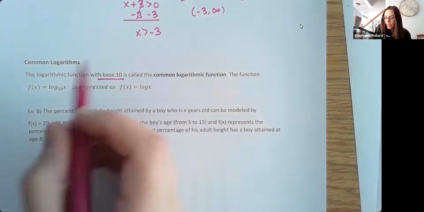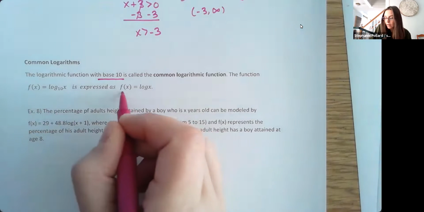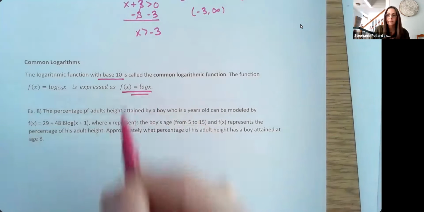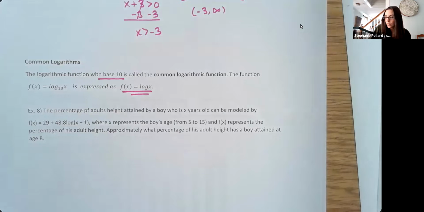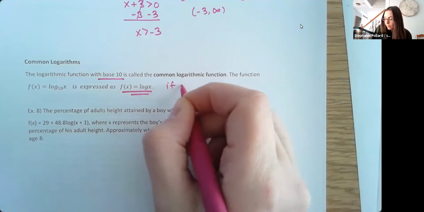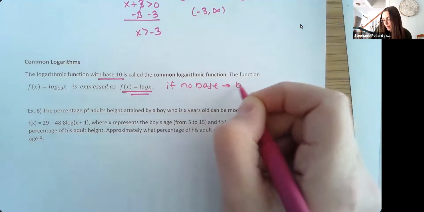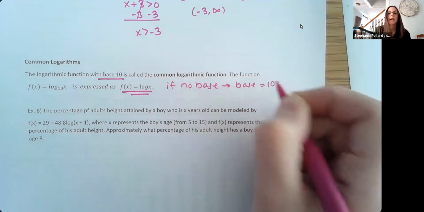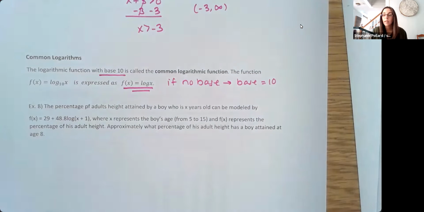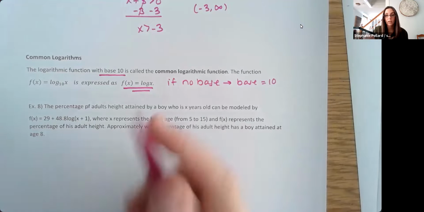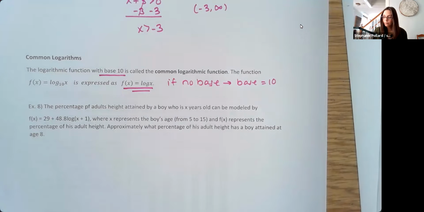And what happens is we actually end up dropping the 10 from the notation. So if there is no base, then you always assume that the base is equal to 10. And again, it's just because it's used so frequently. It's the same idea when we have a square root. We don't usually write the 2 in for the index like we do with a cube root or fourth root. It's just used very frequently, so we drop it. So if you don't see a base, there's always a base 10 there.